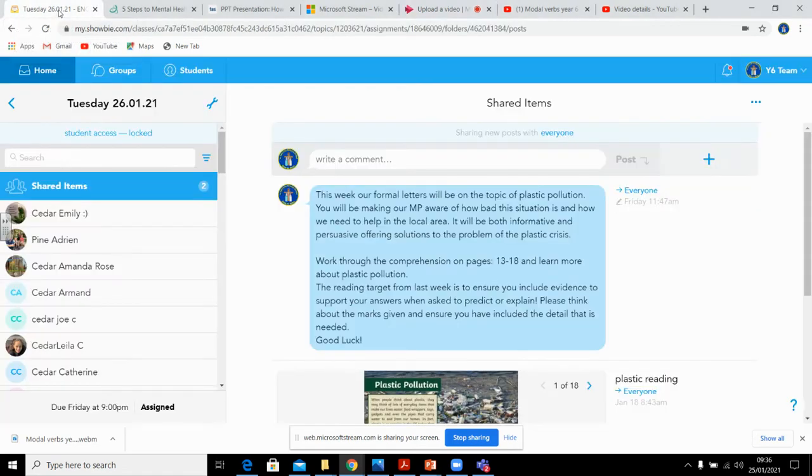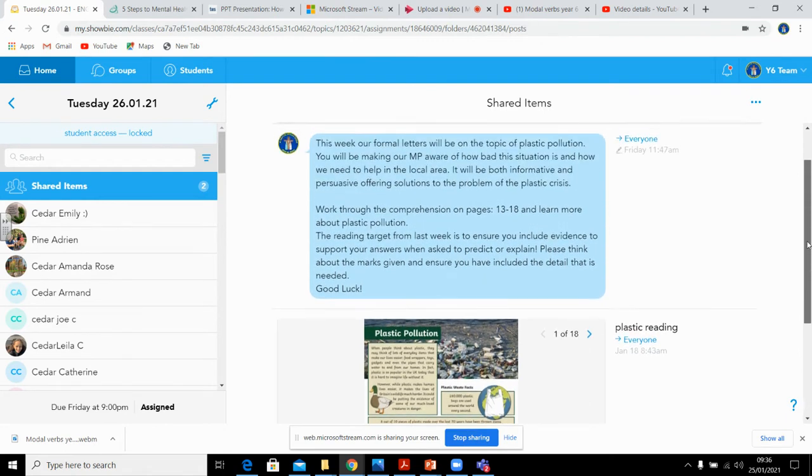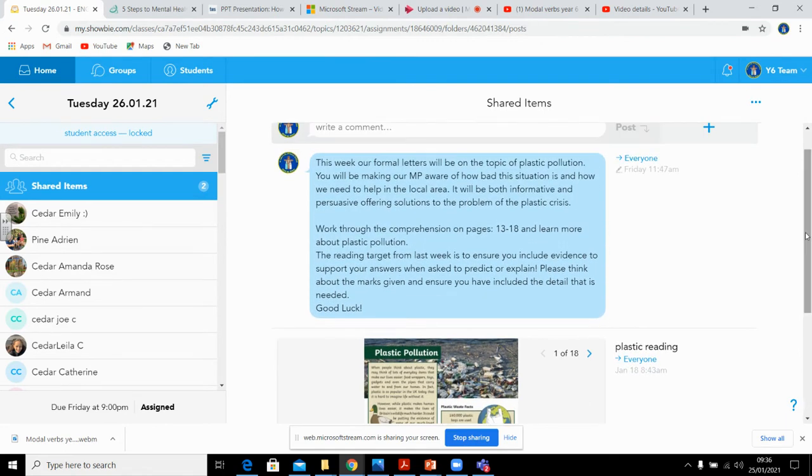Today's English is Tuesday, and today's English is a reading comprehension. I wanted to go through to make it clear why we were doing this comprehension. This week we're writing our formal persuasive letters to our local MP about the plastic crisis and the situation around the world and how we can help it in our local areas.